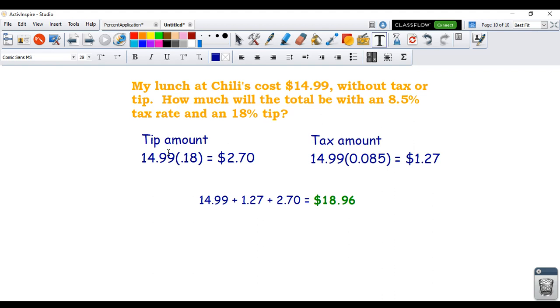So hopefully soon we'll be able to go out to restaurants again and you can tip your servers and you can help your parents figure out that total cost.